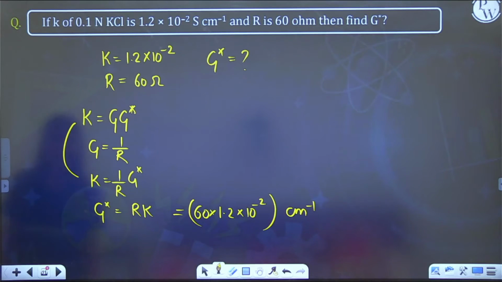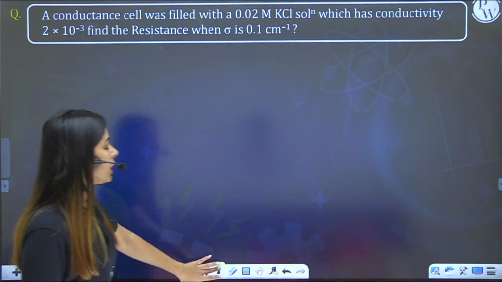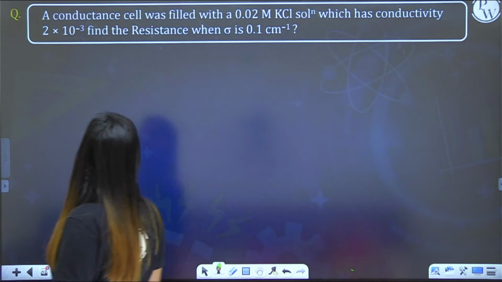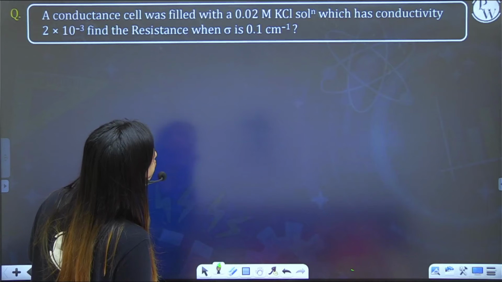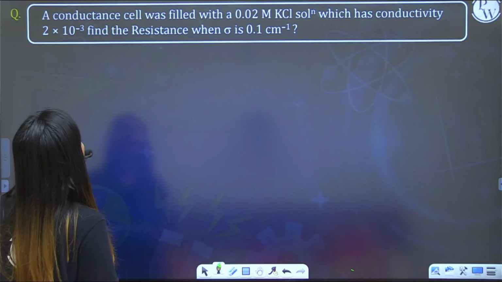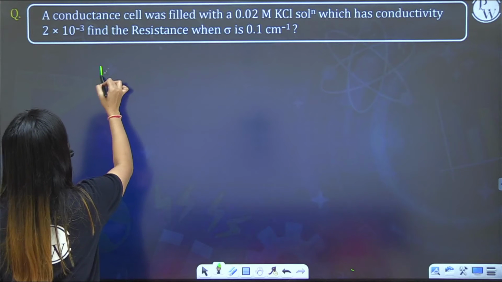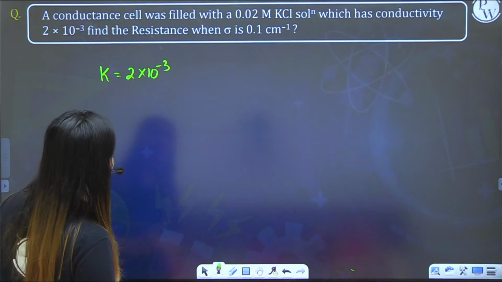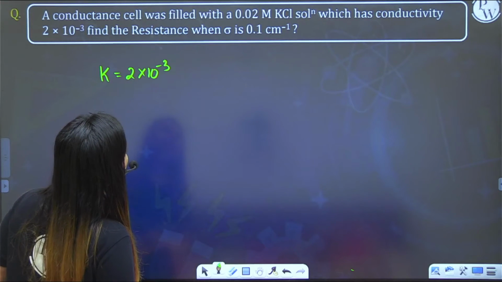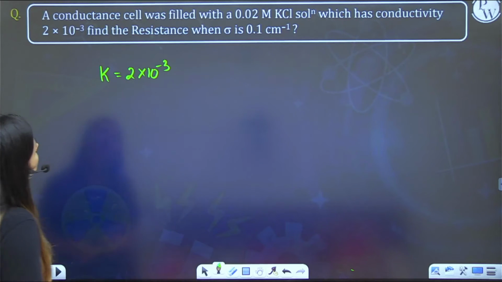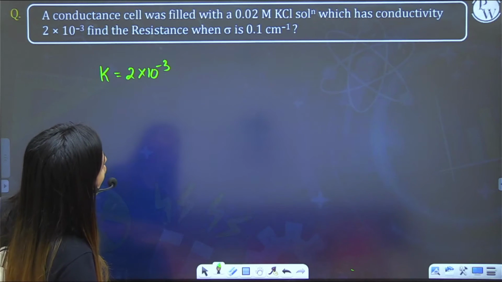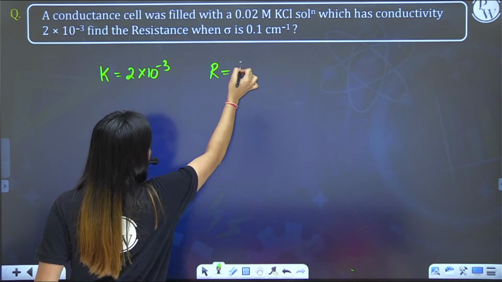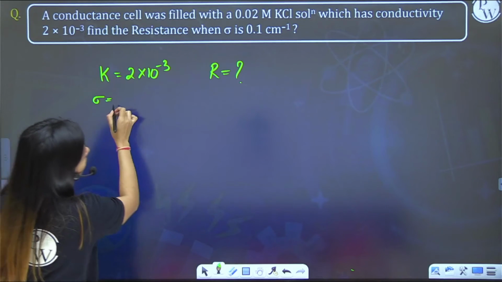Okay, I hope you've written it. Now let's move forward to the next question. Pause the video and try the question yourself. The question says a conductance cell was filled with 0.02 molar KCl solution which has a conductivity K of 2 × 10^-3. Find the resistance. So basically you have to find the resistance, and you are given sigma equal to how much?